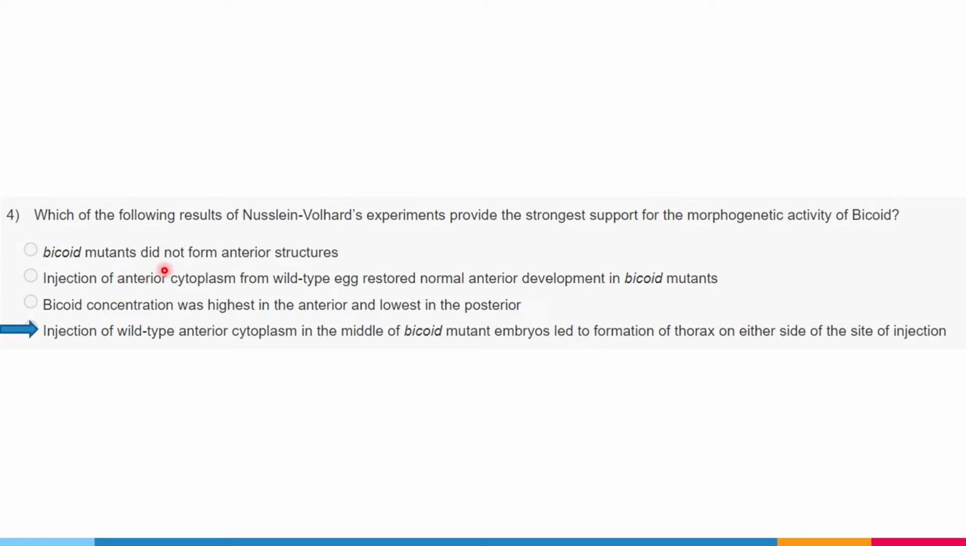So bicoid mutants did not form anterior structures. It shows that bicoid is important for anterior structure formation, but does not show that bicoid is acting like a morphogen, that the concentration gradient part of it is not there. Okay, so we move on.